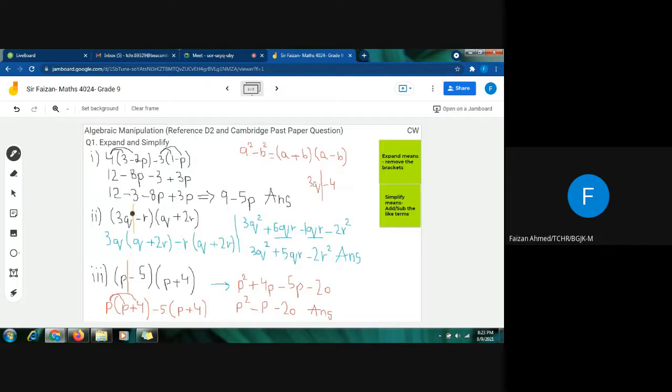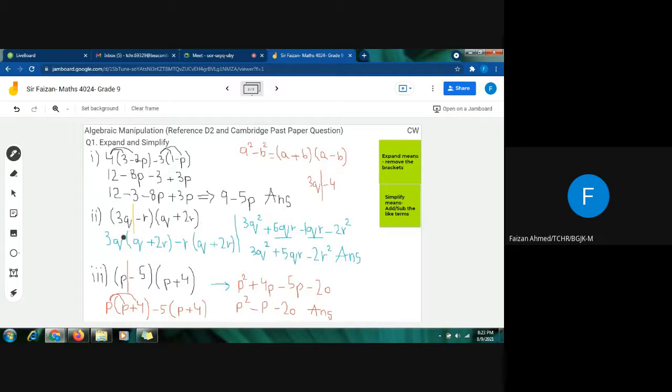ठीक है, तो since there are two terms, तो मैंने इसको दो में split कर दिया. The first part is 3q and the second part is minus r. So I will write the first part, that is 3q, and then I will repeat this bracket with 3q, and after 3q, second part is minus r, so I will write minus r, and then I will again repeat this whole bracket. And now the question is very much similar to the first part.